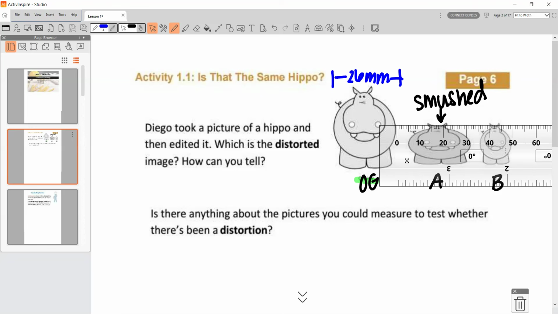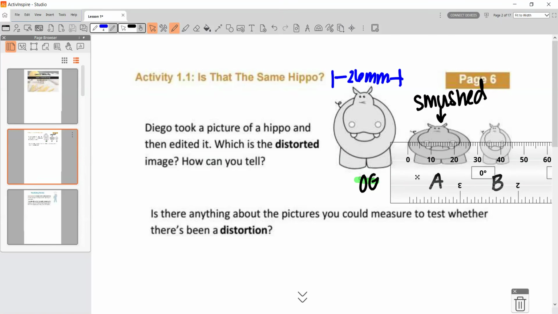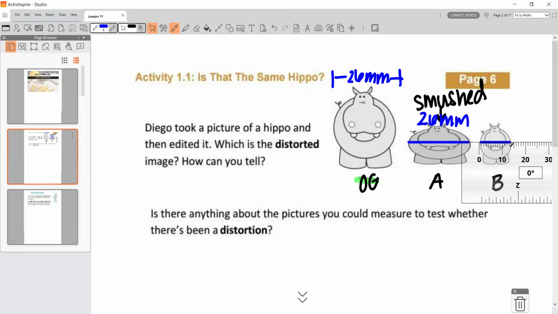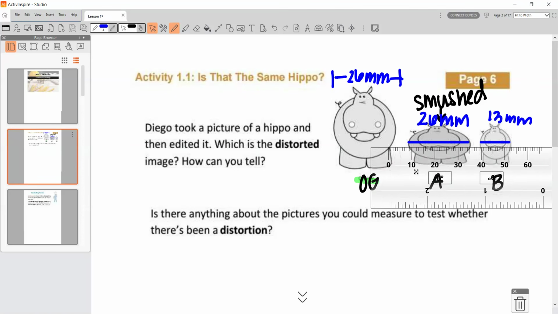And we could look at this second hippo and we see it's about the same, right? So that width is 26 millimeters. And I'm just measuring from here to here, right? And now if I look at this one, okay, at its widest part, it looks like that one's about 13 millimeters across. So we can see that A didn't get changed horizontally, but B did.